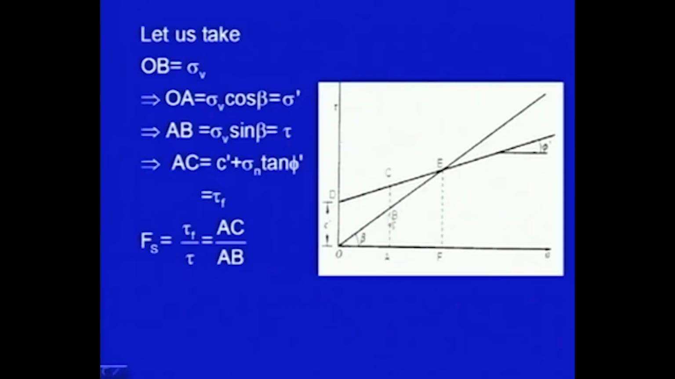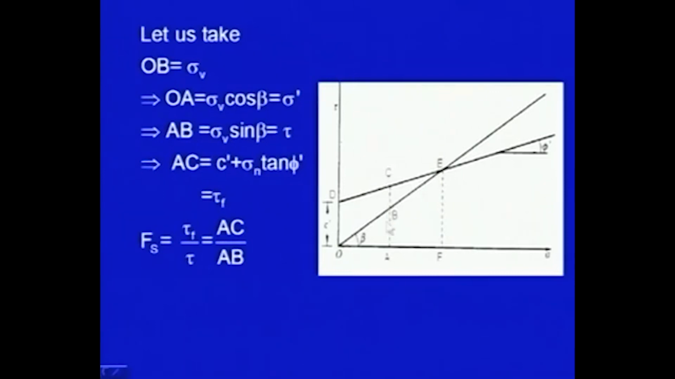Similarly, I can show that AB will be equal to sigma V into sine of beta, and from previous figure again this should represent the shearing stress. So, AB, capital A, capital B, represents the shearing stresses. So, here in this diagram, if this is vertical stress, then OA is going to give you the normal stress and AB is going to give you the shearing stress.